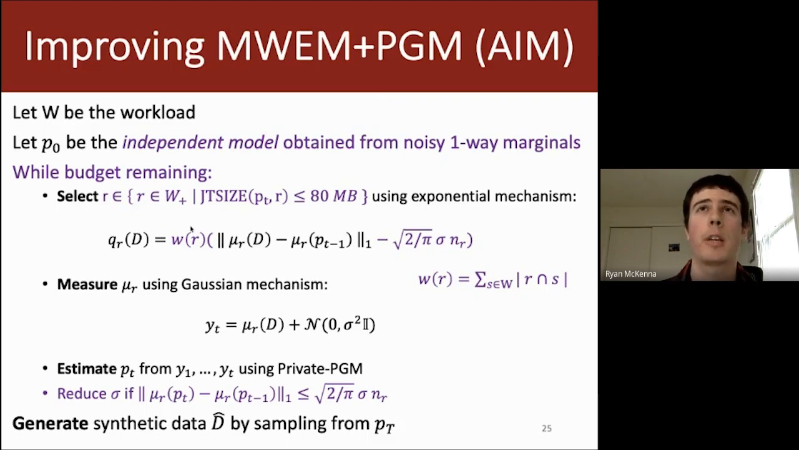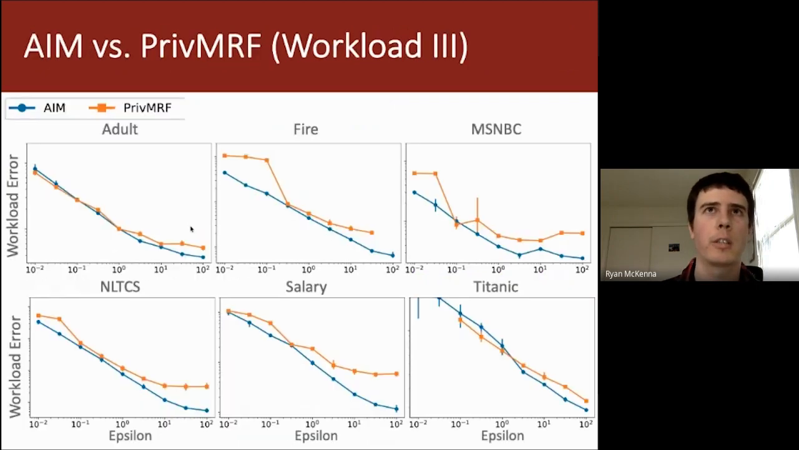So each of these modifications is very simple, but when you combine them all together, you actually get a state-of-the-art mechanism. So going back to the plots we saw before, I've removed all the other mechanisms which were not beating PrivMRF, and I'm just comparing this new mechanism, which we're calling AIM, with PrivMRF on one workload. And we see that it's consistently better than PrivMRF on all data sets, and the magnitude of the improvement is substantial in some cases. So simplicity can be effective.